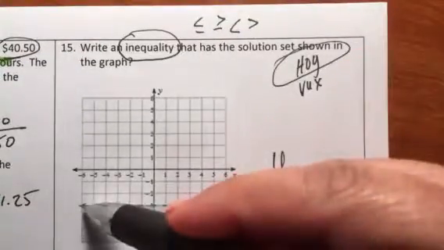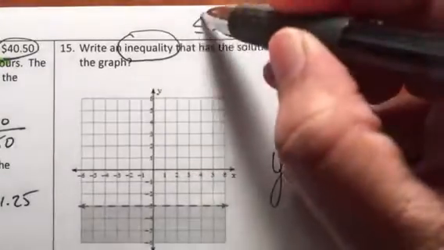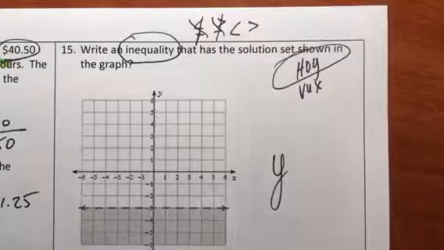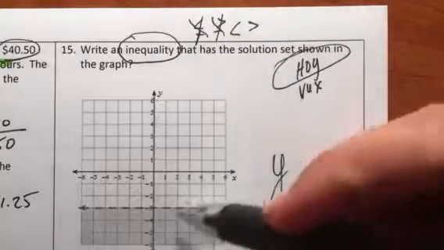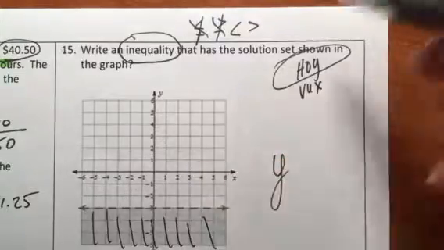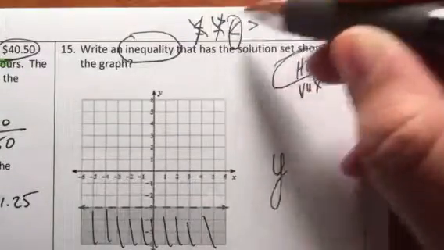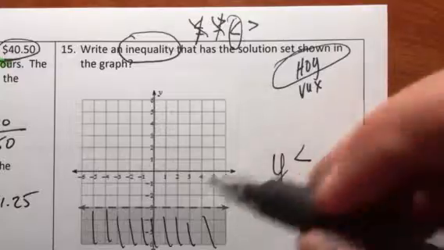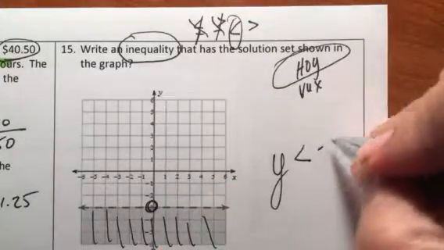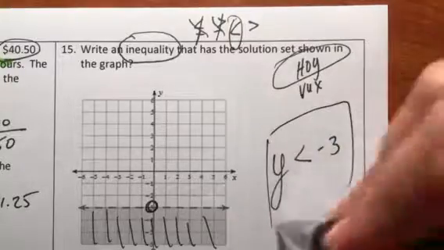So hopefully y'all remember that because this is a dotted line, I'm not going to be using these two guys. I'm going to be using one of the last two. Now if you look, it's shaded below, which means I need the less than. So I'm actually going to use this guy. Now, I need this number right here. This number is -3. So there's our answer.